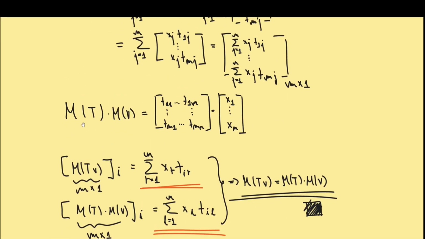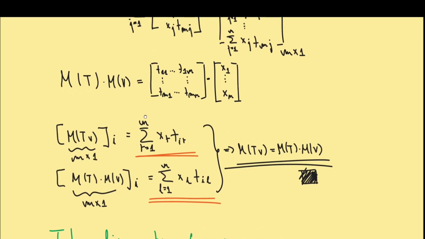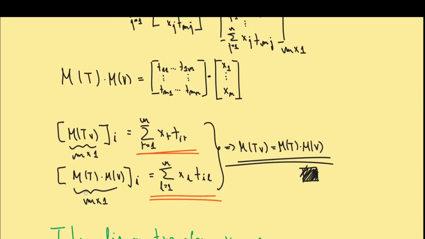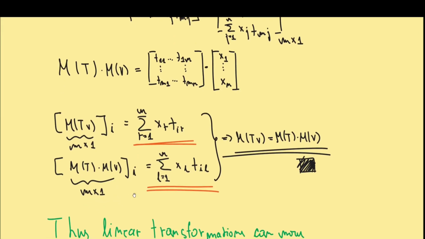Now let's look at M of T multiplied by M of V. So M of T, here's my matrix, here's my M of V, and since we know we will be using the summation, the definition of matrix multiplication, to figure out what the ijth element of this matrix will be. When we take the product of these two, we will get a matrix of dimensions m times 1. So when I look at the ijth element, due to the result being m times 1, j will be equal to 1, due to it only having one column.